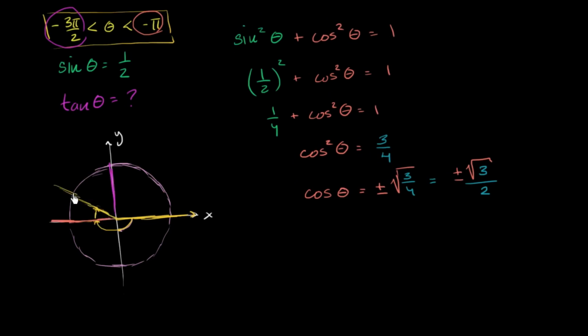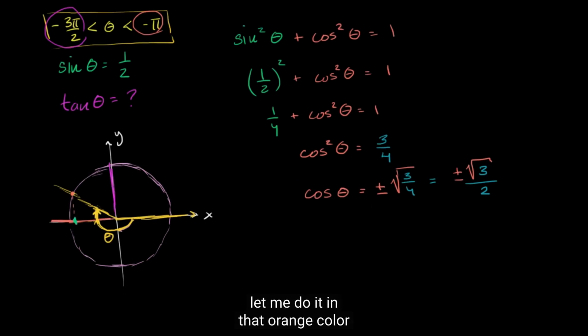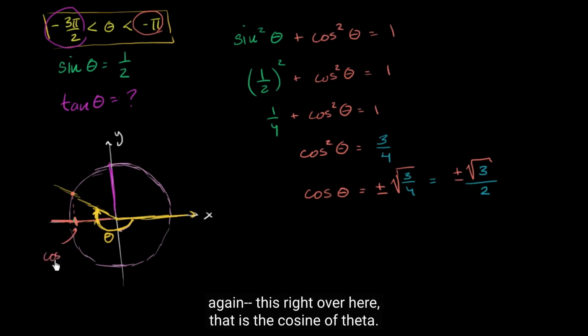Someplace over here. And this whole arc right here, you could think of as the measure of angle theta. The whole reason I did that is to think about whether the cosine of theta is going to be positive or negative. We clearly see it's in the second quadrant. The cosine of theta is the x-coordinate of the point where our angle intersects the unit circle. So this right over here, that is the cosine of theta.